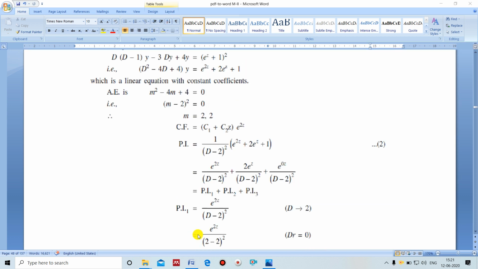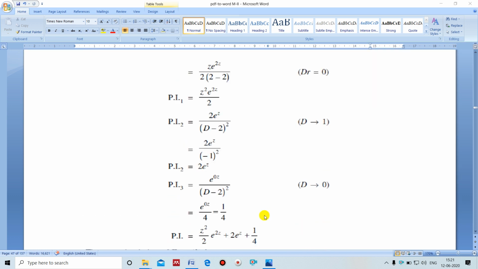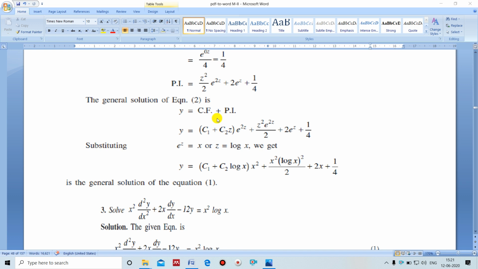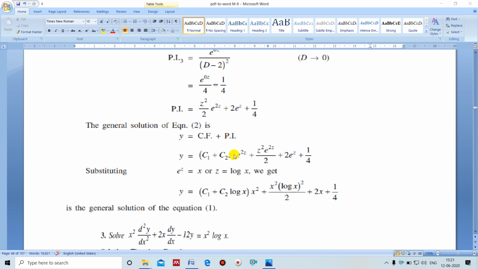Then the third: 1 is there. 1 can be written as e raised to 0z divided by (d minus 2) whole square. We get 1 by 4, meaning replace d by 0, minus 2 square is 4, so 1 by 4. Therefore the particular integral is z square by 2 into e raised to 2z plus 2 into e raised to z plus 1 by 4. Therefore the general solution is y is equal to complementary function plus particular integral.